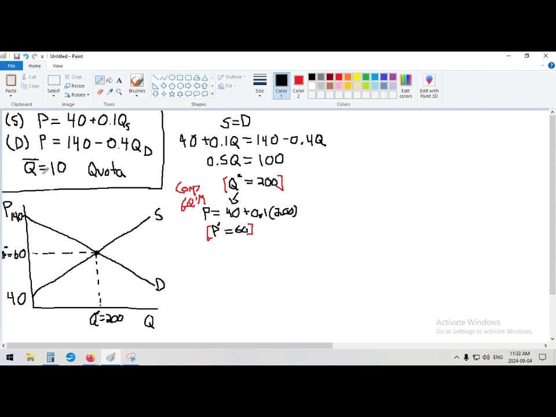And let's see here, okay, when we implement a quota, the quota is going to be the left-hand side of this 200. So we're going to have 10. Let's put this fairly far over here. It's going to be the Q bar of 10 for the quota. 10 down here. And then in terms of that amount, you can see the price here for the demand is going to be up here at this point.